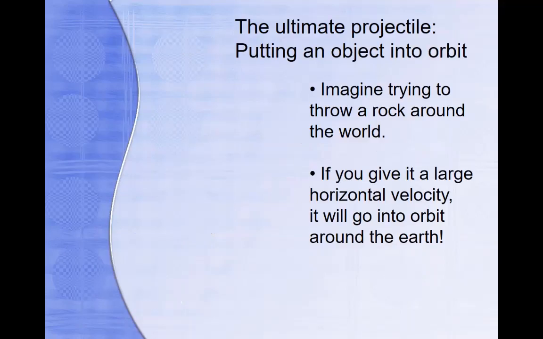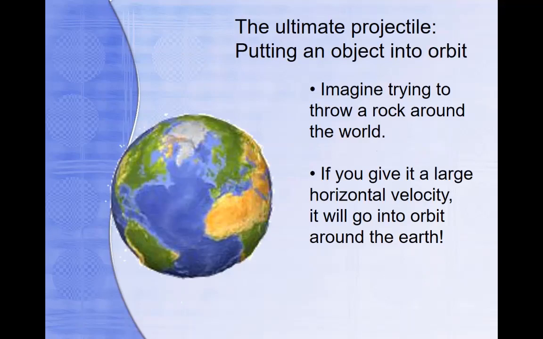The ultimate example of this is to put an object into space. So if we're on the planet and we have a tall tower, if we fire something outward, it's going to fall down with a parabola. But if you fire it faster and faster and faster, eventually you're going to get to a point where that object is going to travel around and keep falling at the same amount as the Earth curves, and we've just put an object into orbit.